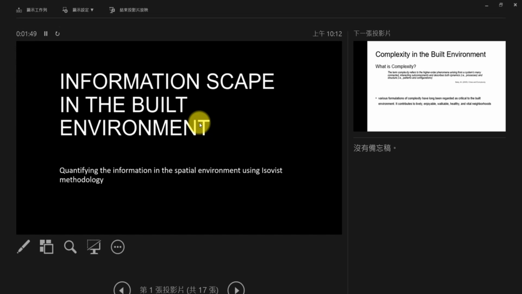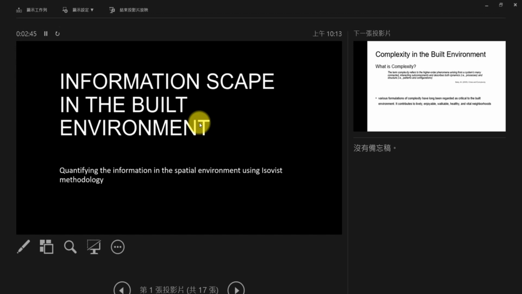So I would like to define the information scape in a built environment. Information scape is a network of information sources, displays, and communication systems that are present within a particular environment. That information scape can be a physical display such as signs, maps, and digital displays such as screens, interactive kiosks, or other forms of communication, including audio announcements or ambient light. These are some examples of information that we can find in our built environment.